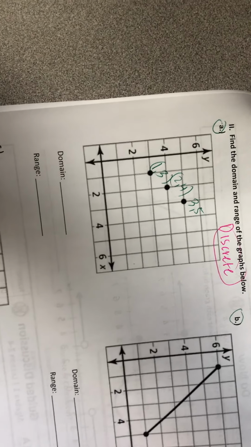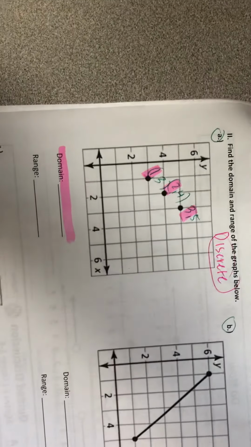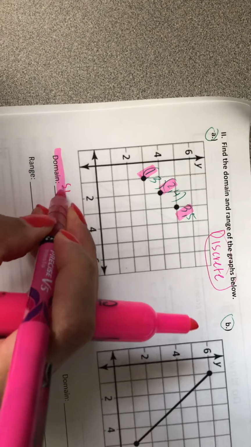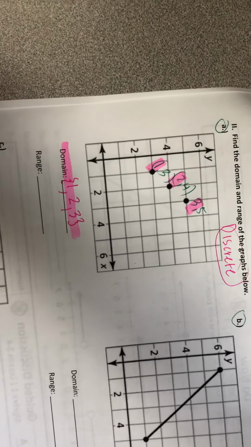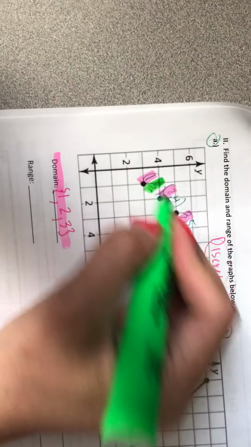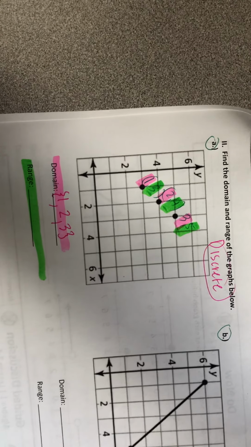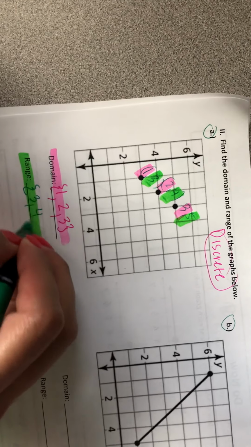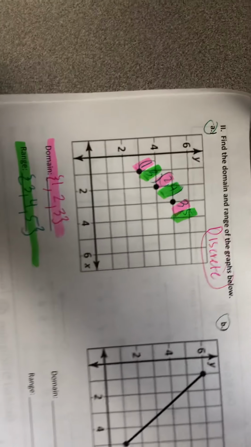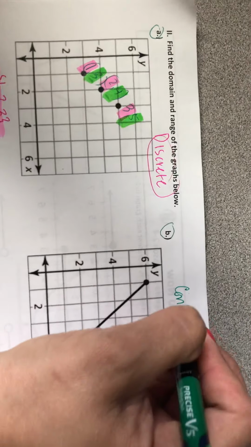So my domain would be the x values. I will list it as 1, 2, 3 with the squiggly brackets as my domain. My range would be the y values, so I would list it as 3, 4, and 5. Fairly simple. Today we're also looking at the domain and range of a continuous function.